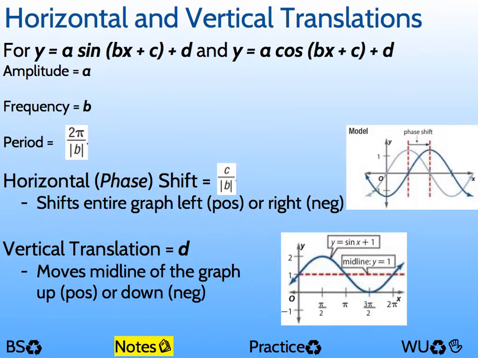Now the question is, what moves up, what moves down? Specifically, it's this line in the middle of the graph, so right in the middle, between the maximum and the minimum. There's something in the middle called the midline. In this case, it's sine of x plus 1, so the midline moves from the x-axis of 0 up to y equals 1.